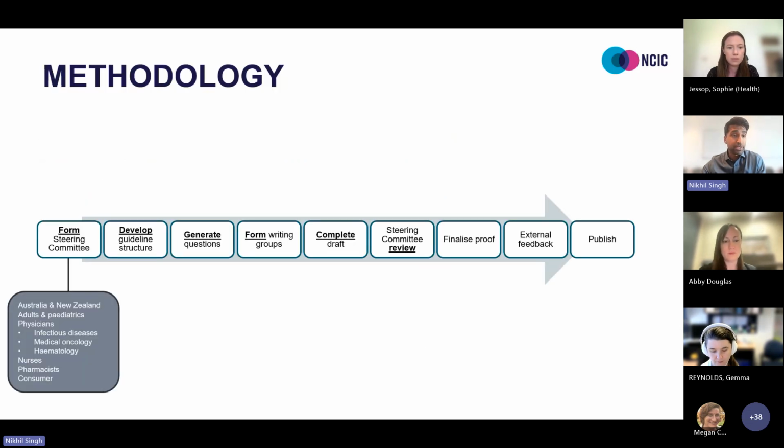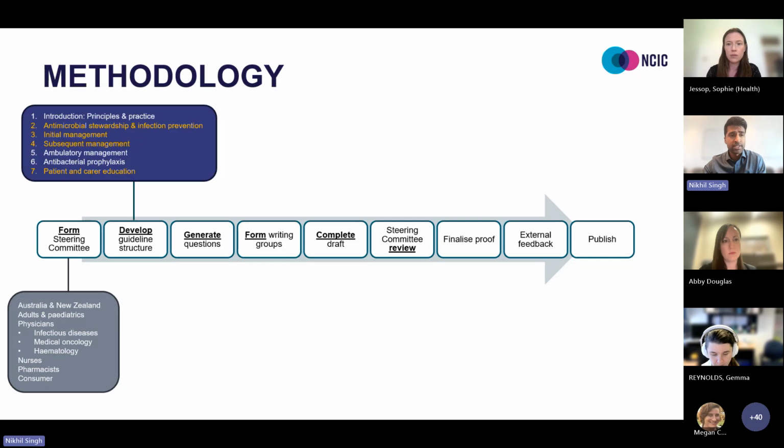So in terms of how we developed the guidelines, we formed a steering committee and had our first meeting in February of 2023. The steering committee comprised 13 clinicians from Australia and New Zealand, who were either adult or pediatric focused, and it included physicians, nurses, and pharmacists who had a background in ID, medical oncology, or hematology. Importantly, we also included a consumer with lived experience. The steering committee then developed the guideline structure to land on the 7 chapters that we have here.